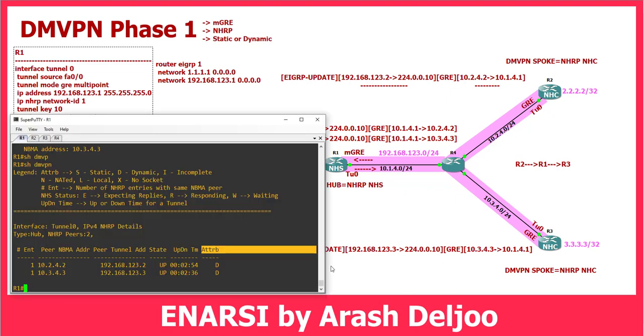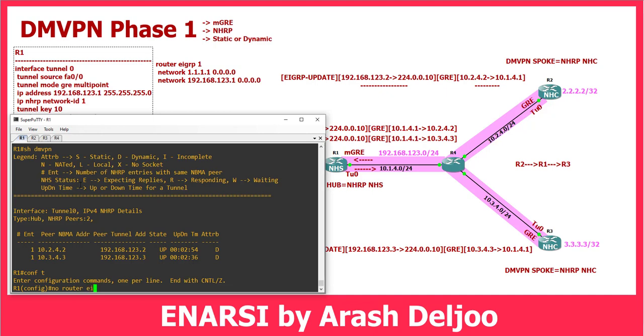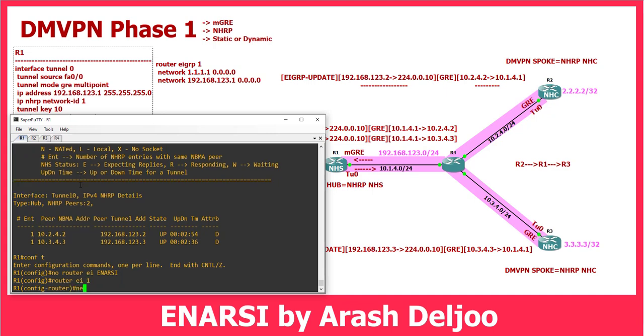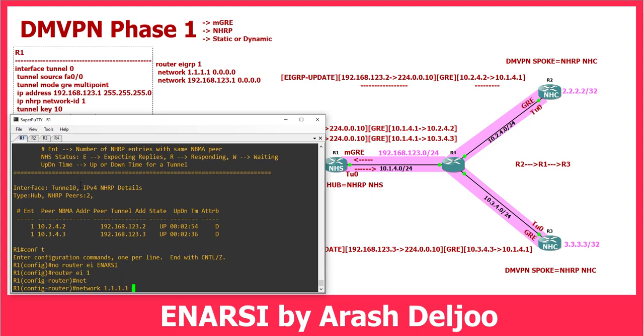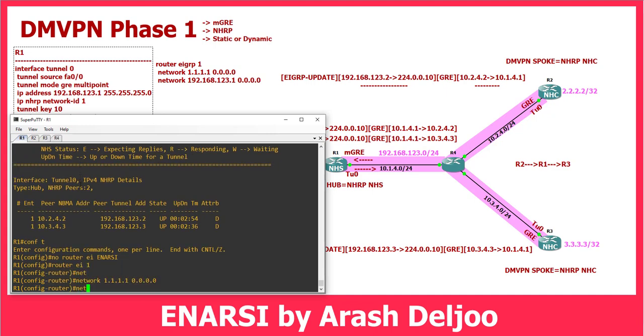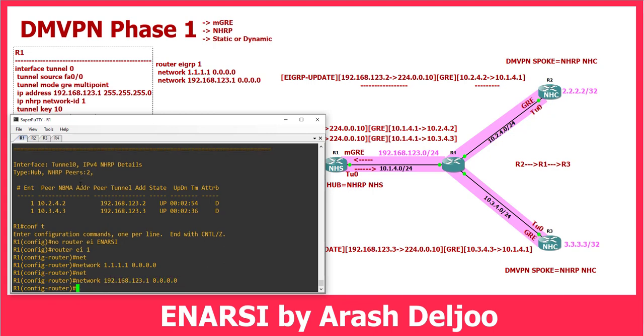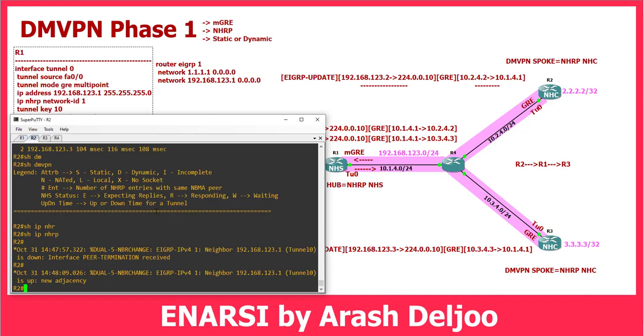In Router 1, first I want to remove the EIGRP NRC, no router EIGRP NRC. Okay, now we don't have EIGRP. Then router EIGRP 1, network Quad 1 Quad 0, then network 192.168.123.1 0.0.0.0. Okay, this is the default behavior.